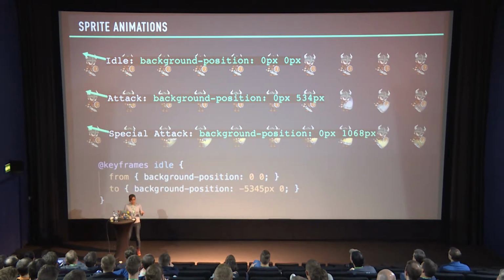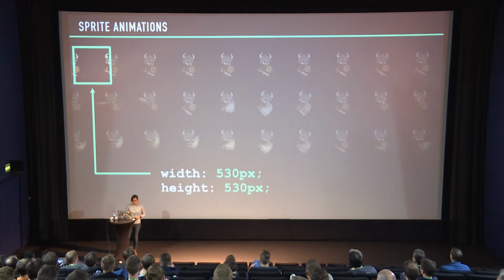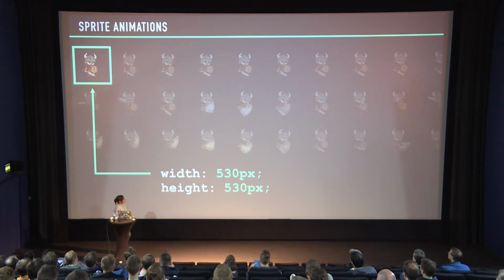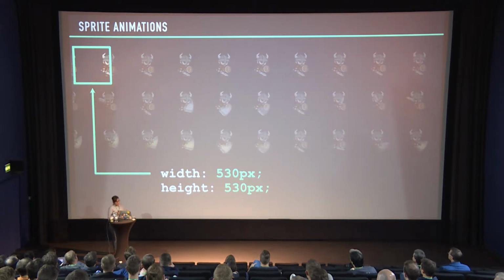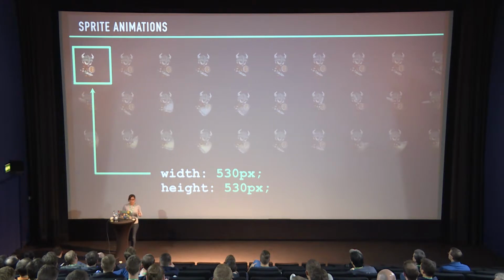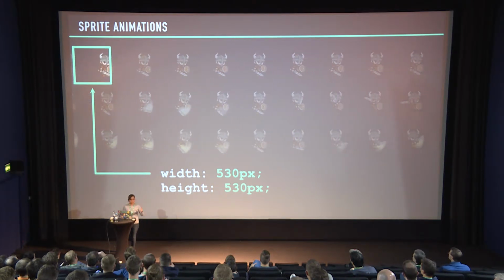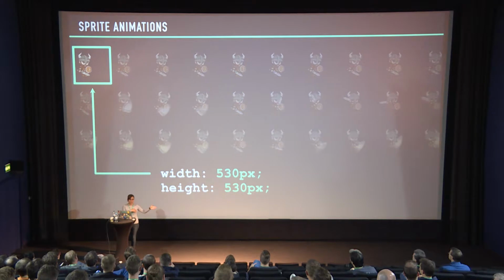So in this case, for example, we have the keyframe animation for the idle animation. It starts at 0, 0, and it finishes at approximately 5,000, which is the total size of that image. If we applied only the animation that I just showed, you'd see something like this, which is basically the image moving slowly from one side to the other.